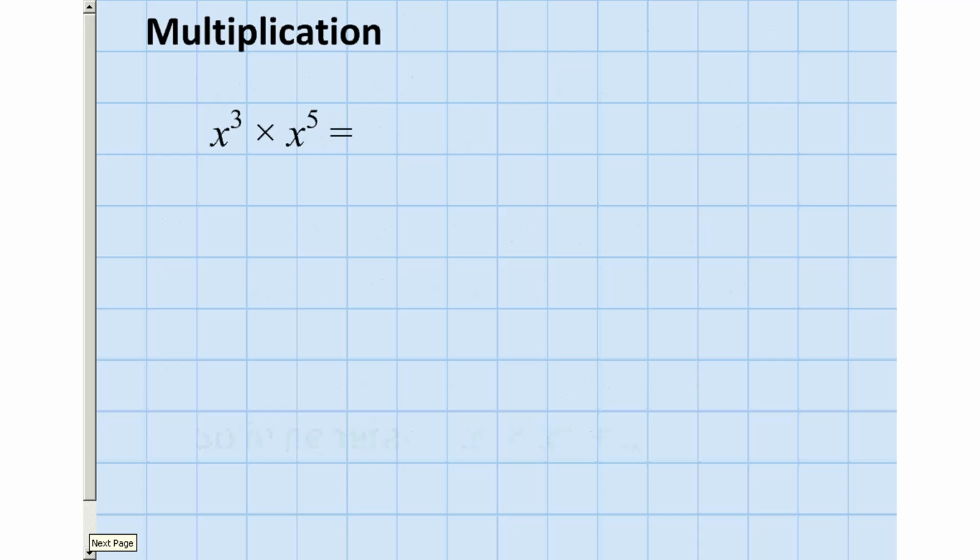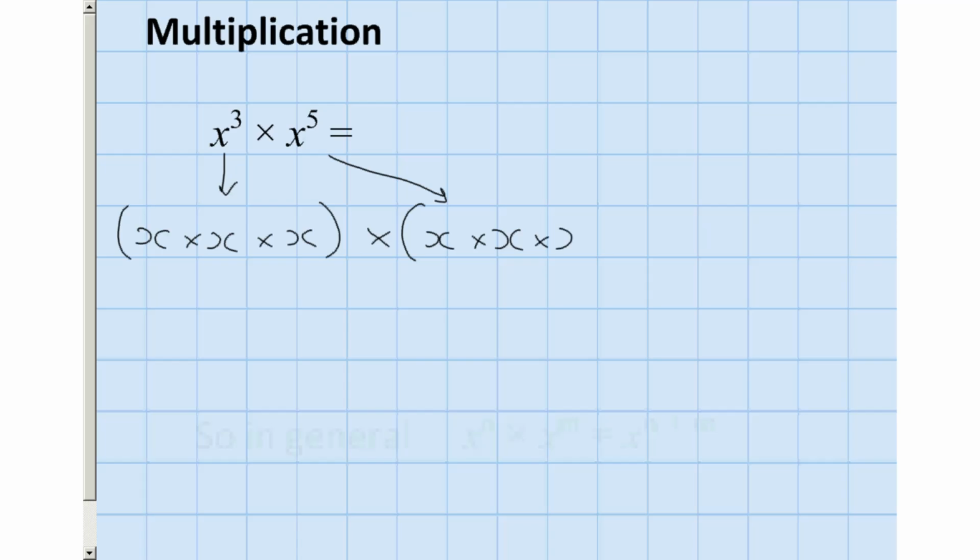Multiplication. x to the power of 3 multiplied by x to the power of 5. Well, x to the power of 3 first of all means x times x times x, and we're multiplying that by x to the power of 5, which would be x times x times x times x times x. If we forget about the brackets, we've got an x times an x times an x times an x times an x times an x times an x times an x. So we really have x to the power of 8.